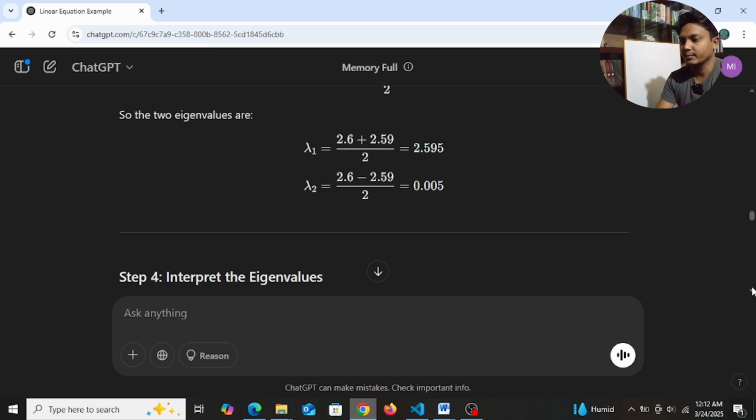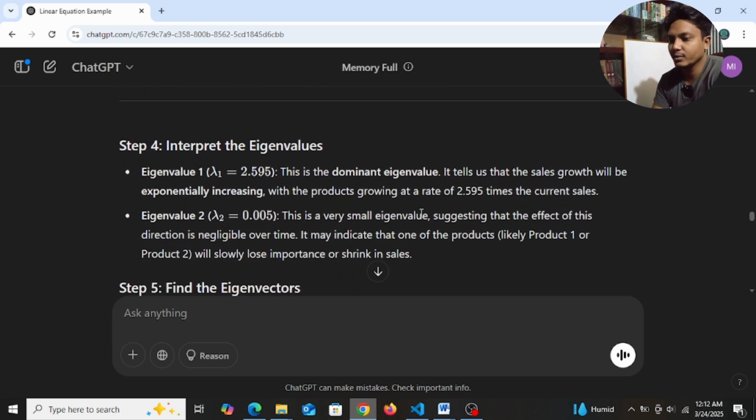If you interpret the eigenvalues, eigenvalue 1, lambda 1, is 2.595. So two eigenvalues we got. This is the dominant eigenvalue. It tells us the sales growth will be exponentially increasing, with the product growing at a rate of this times the current sales. So from the current sales it will be steadily, exponentially increasing. Eigenvalue lambda 2 equals this one.